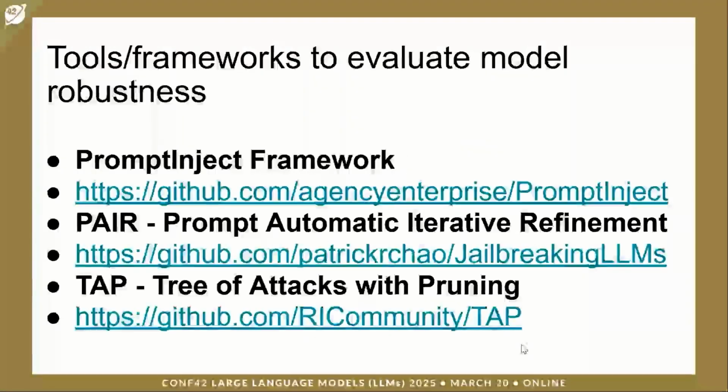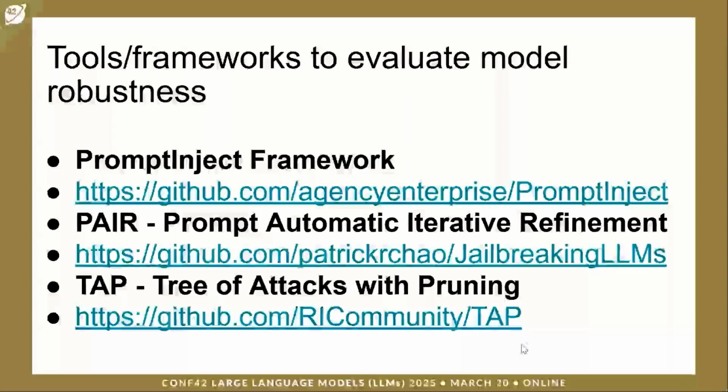At this point, I'm going to comment on some tools that can be interesting to evaluate model robustness. For example, the PromptInject framework, which is a tool designed to study how language models like GPT can be manipulated using prompts.